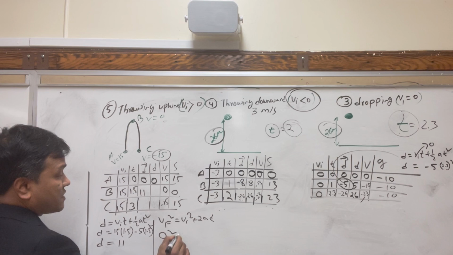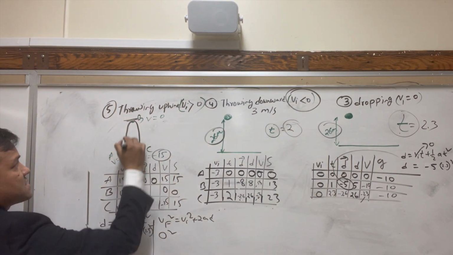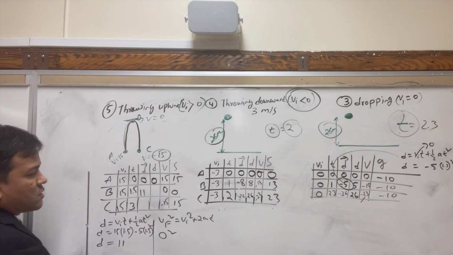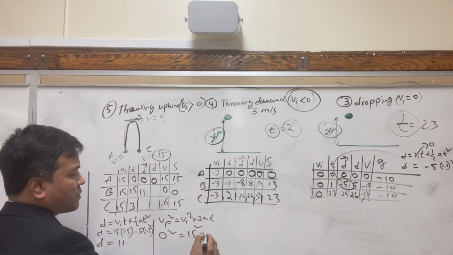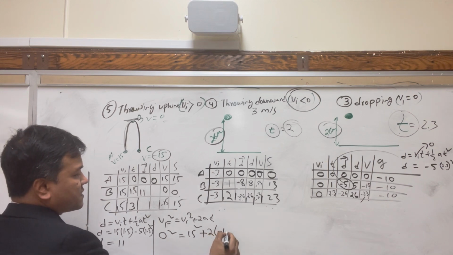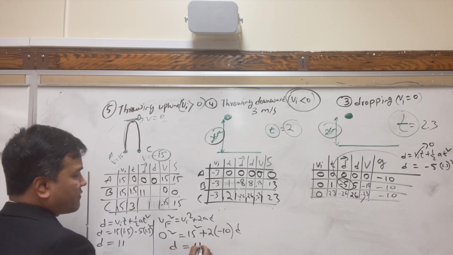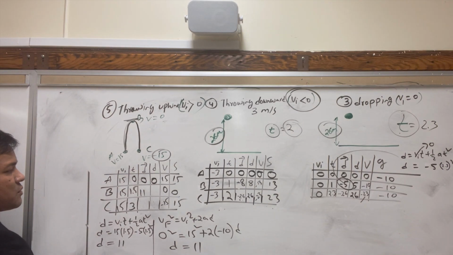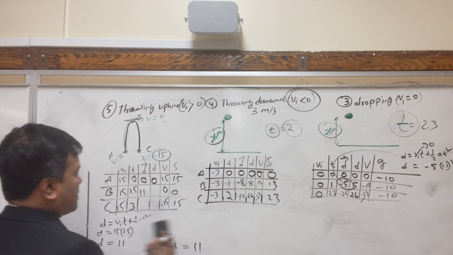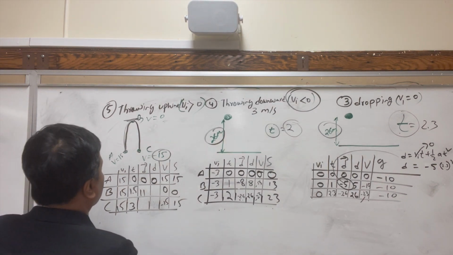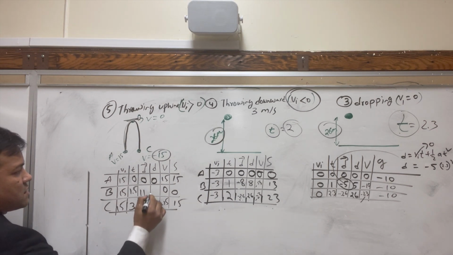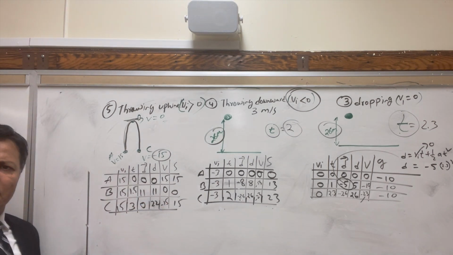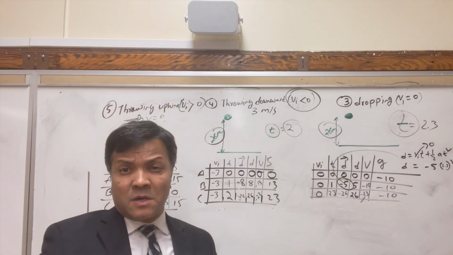So Vf square is 0. Why? Because this is 0. We want to find the distance. So 0 is equal to vi square, which is 15 square, plus 2 times negative 10 times d. So d is equal to 11. So you're going to put 11. We got it. So displacement at location C is 0. This is 11. This is 22. All right, so that's all you need to know for tomorrow.